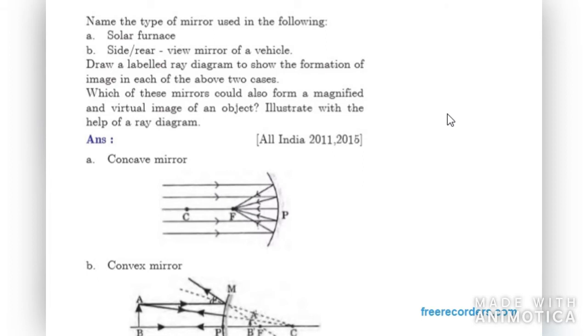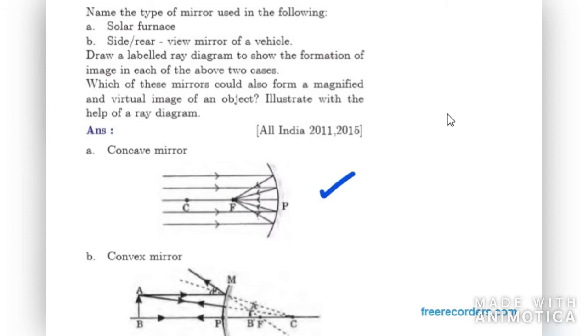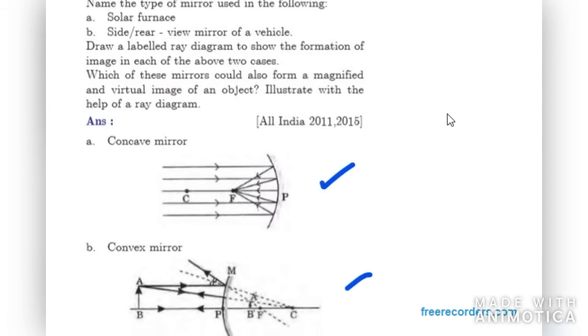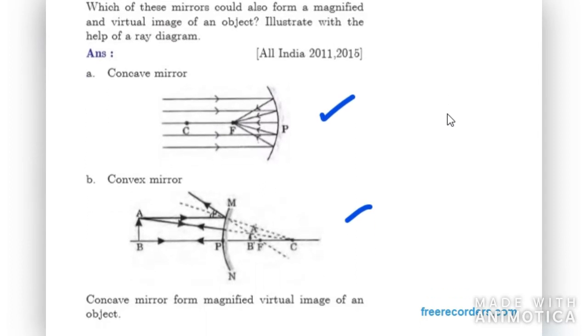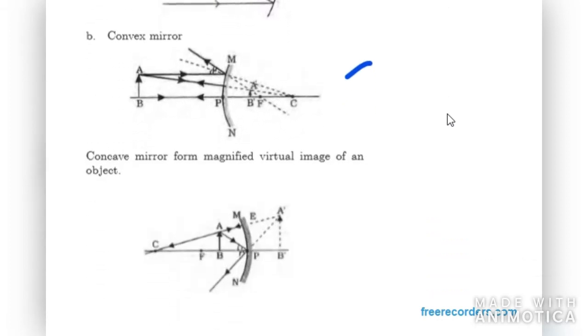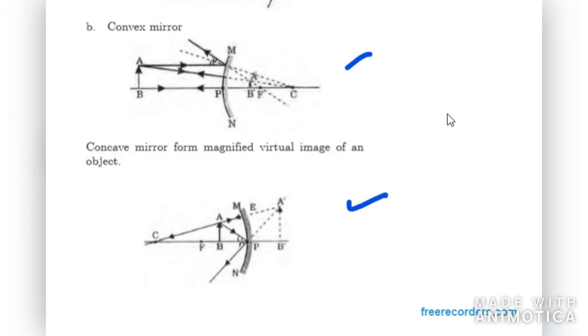Draw a labelled diagram to show the formation of image in each of the two cases. So like this you can make two ray diagrams using a concave mirror and a convex mirror, how they work basically. Which of these mirrors could also form a magnified and virtual image of an object? Illustrate with the help of a ray diagram. So as you know, a concave mirror only forms a magnified virtual image of an object, and you can draw this ray diagram to verify your answer, that is, how they magnify the object.